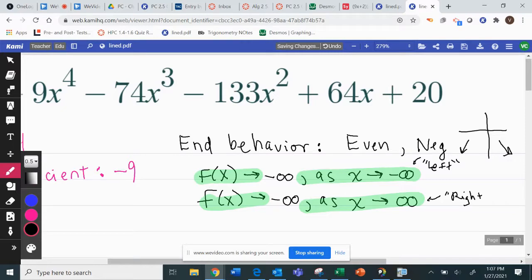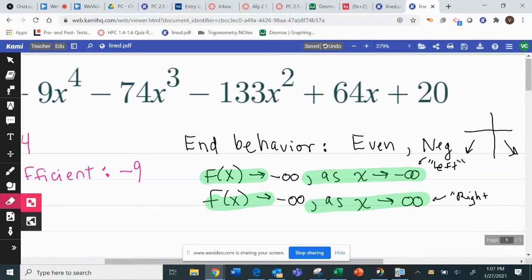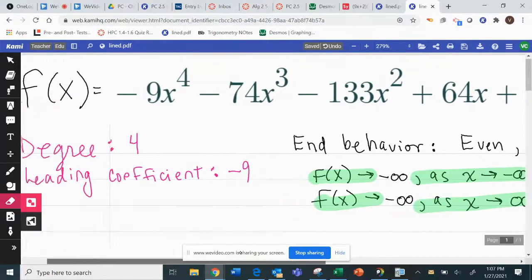So as we have the graph going to the left, we talk about what the y value does, and that's down, negative infinity. And then as it goes to the right, what does the y value do? Down, negative infinity. So the only things that change each time are those negative infinities, or positives, for the f of x. So we kind of know what the ends should look like. These are all things that we don't need our calculator for.